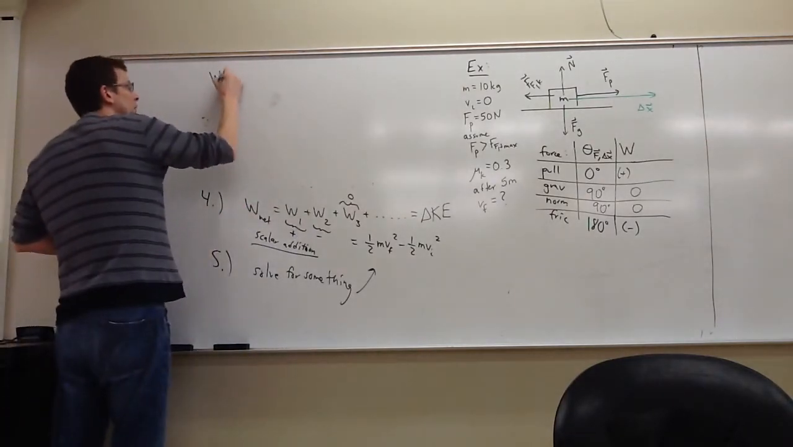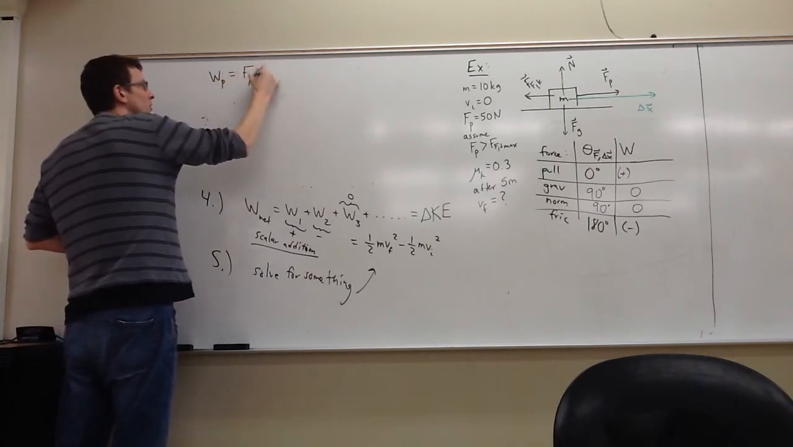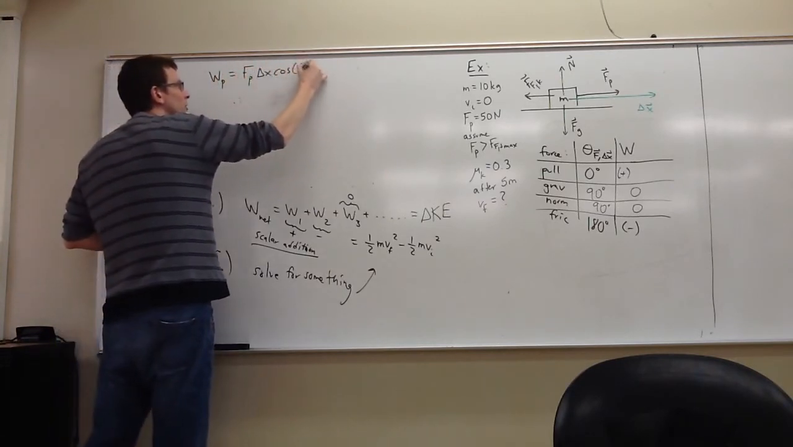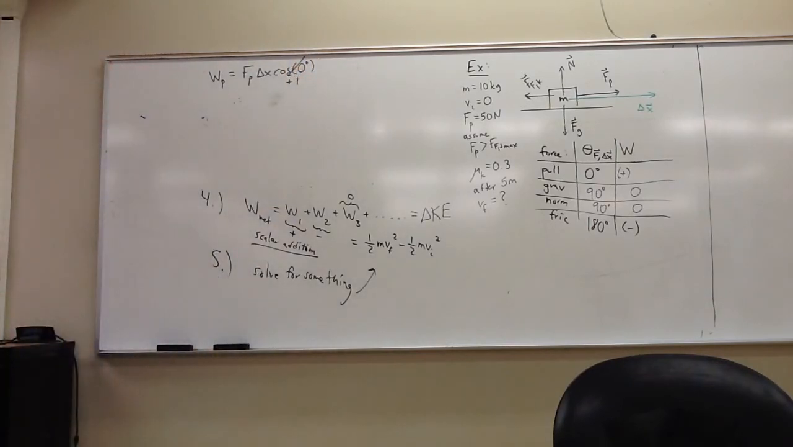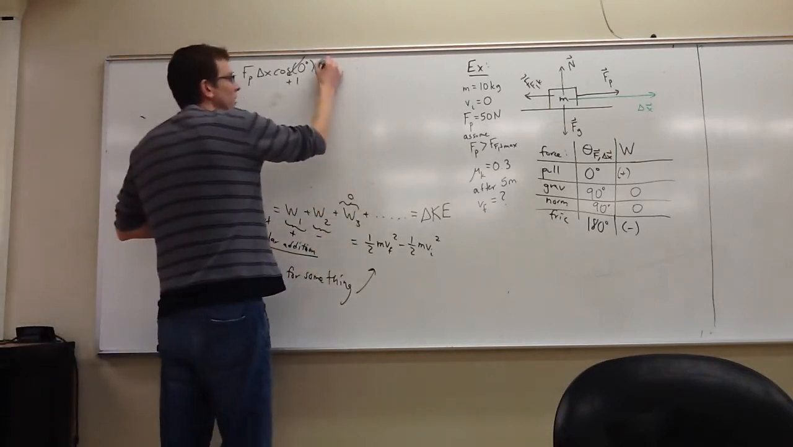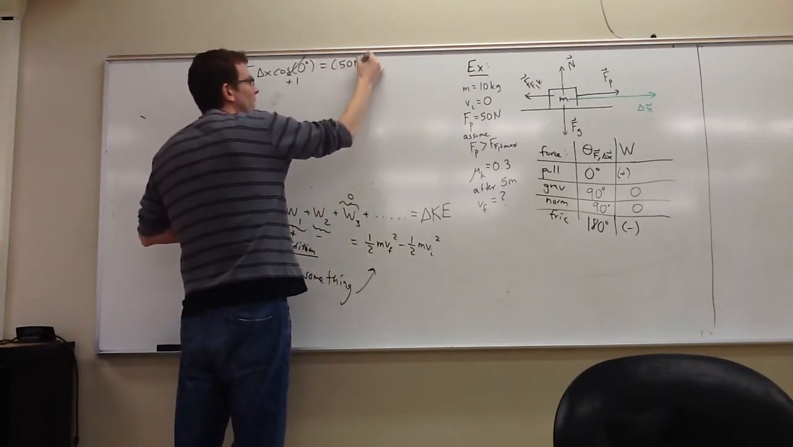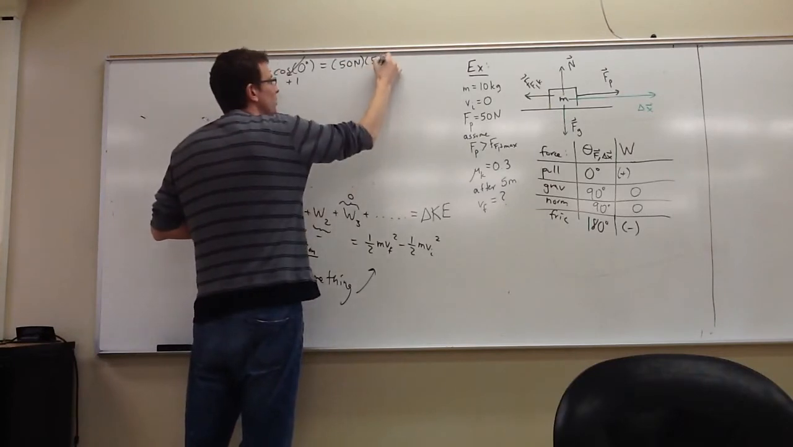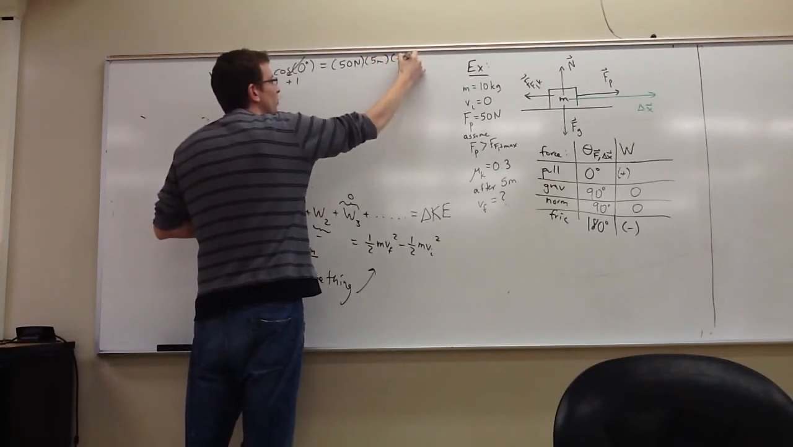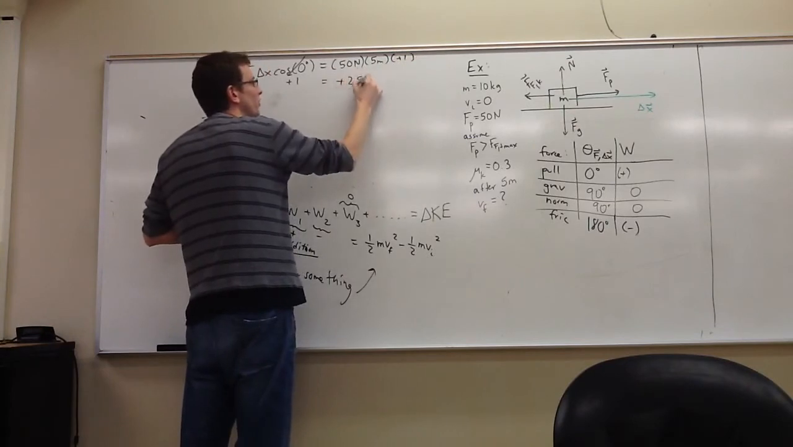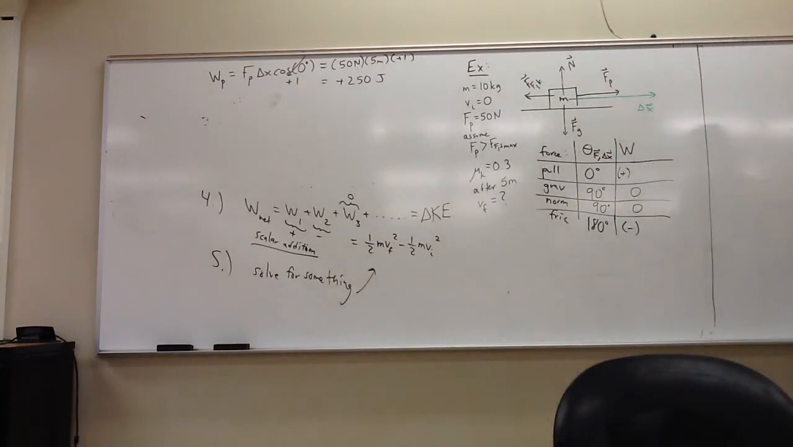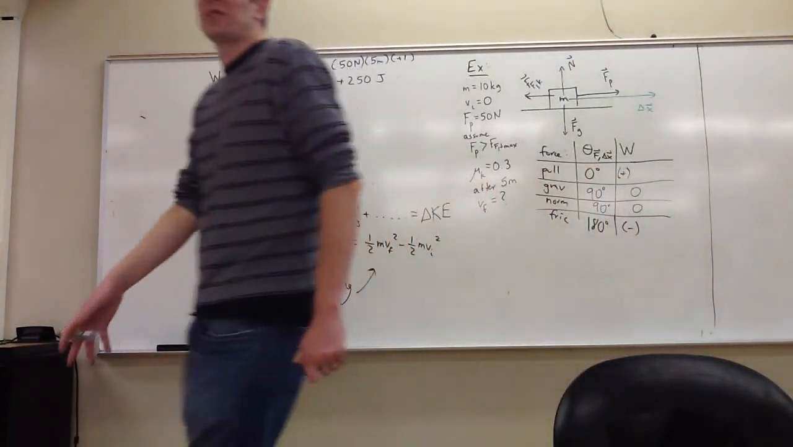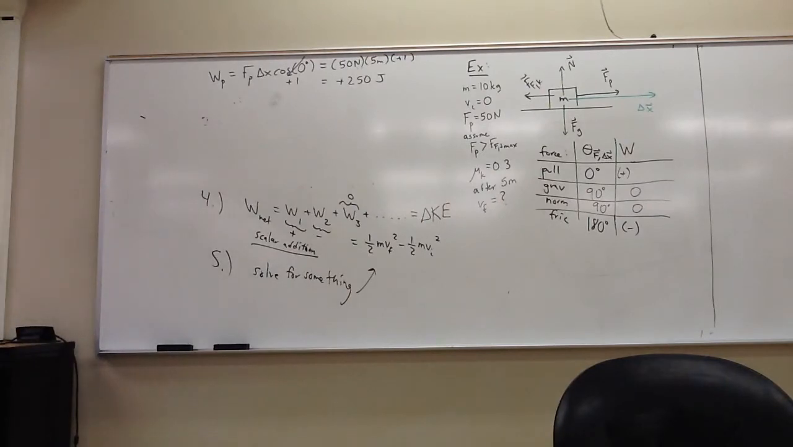So let's compute the work done by the pulling force. It's the size of the pulling force, size of the displacement, cosine of 0 degrees, which cosine of 0 is +1. So we go ahead and put in, we get that that force was 50 newtons in size, the displacement is 5 meters in size, times +1, and we get plus 250 newton meters, which we call a joule. So the pulling force is going to add 250 joules of kinetic energy to this object.